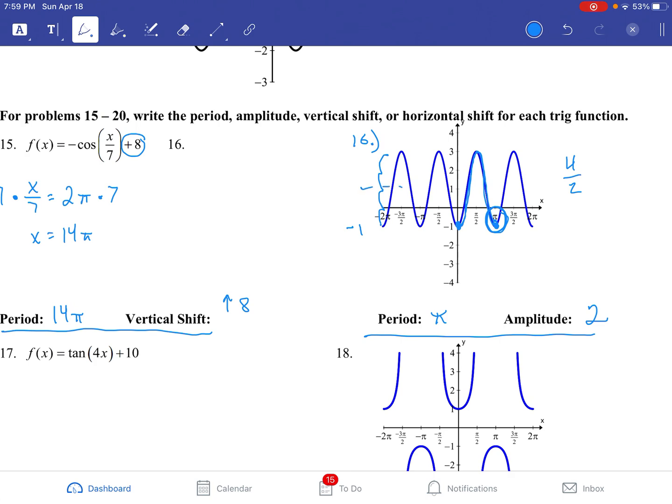All right, if you want to think about it here, if you looked at the graph and cut it in half vertically, there's 2 going down and 2 going up. Amplitude is still 2.